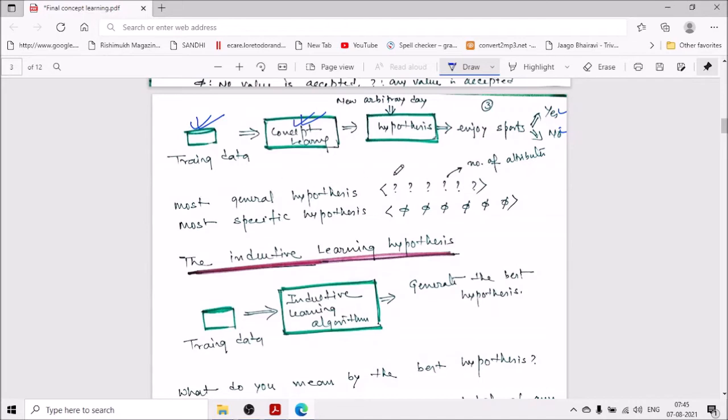Okay, we have already discussed there are two general types: the most general hypothesis and the most specific hypothesis. Most general means what? Here 1, 2, 3, 4, 5, 6, six question marks are there. That means it is the most general hypothesis. Whatever the value, it will always give a positive answer. And the most specific hypothesis uses phi. This phi indicates that it will not accept any value and will always give the negative answer.